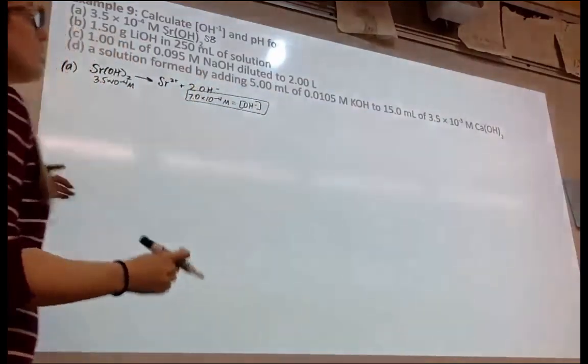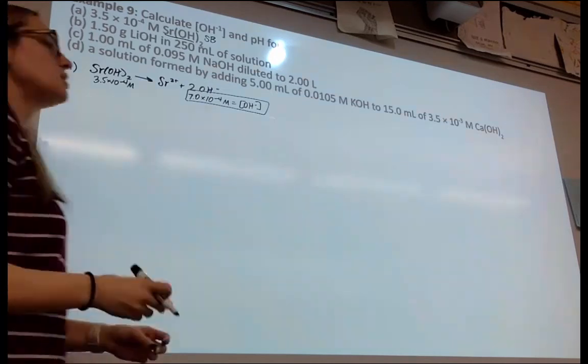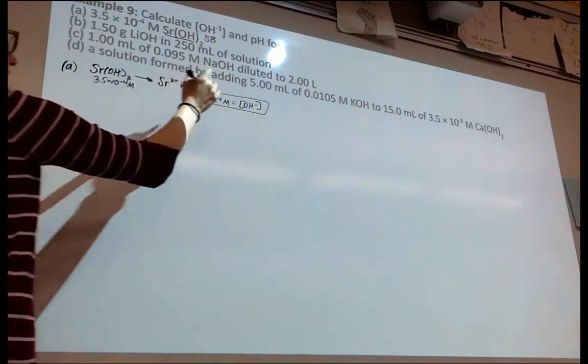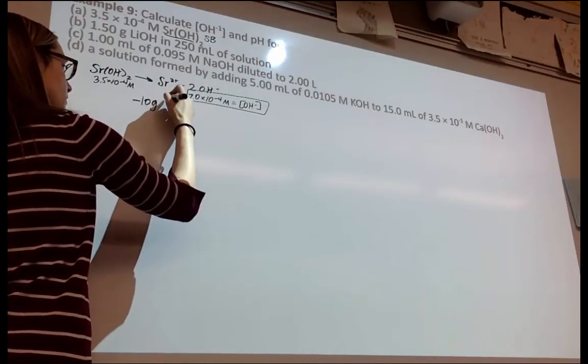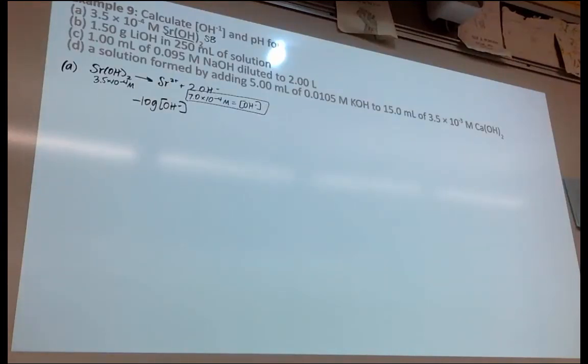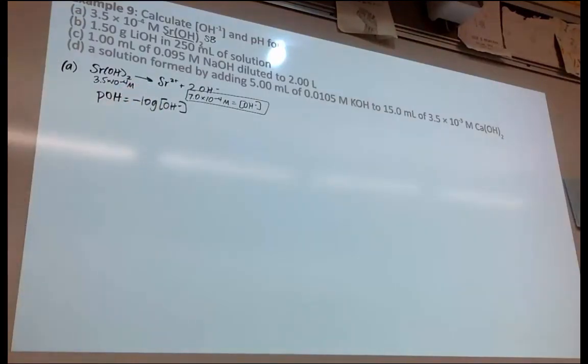But then the second part is to calculate the pH. Here is where you have got to pay attention to what you're doing. Label everything. You would rather have everything labeled, and have too many labels than not enough. Because now, if I take the negative log of the OH minus concentration, what am I solving for? pOH. Not pH. You take the negative log of OH, that's pOH.